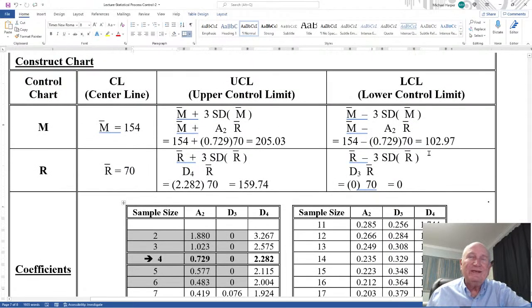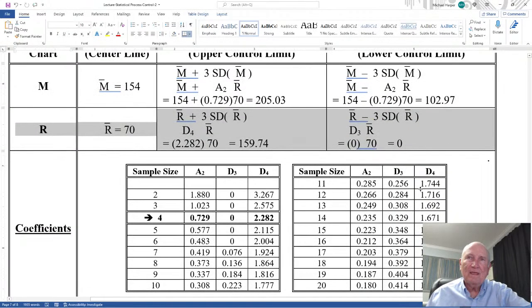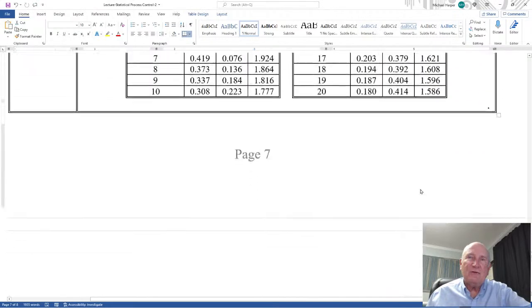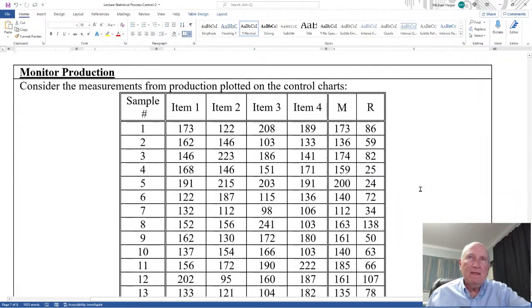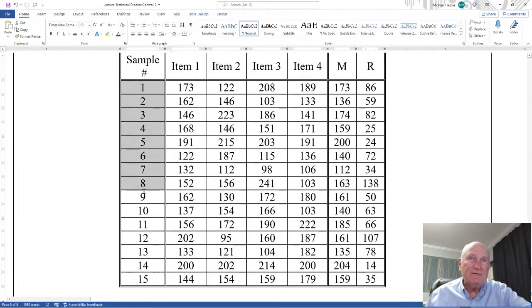So you would never, in this course and in most industries, report a negative number for an R chart, a P chart, or a C chart. Okay, now that we have our charts, we can monitor production, and here they are. We consider the measurements from the production plot on the control charts, and there's our sample size of 4. This time we have 15 measurements again, and there's all of our measurements down there.